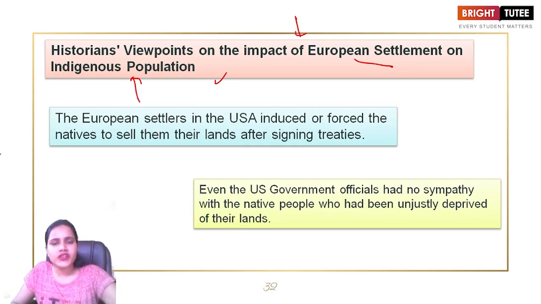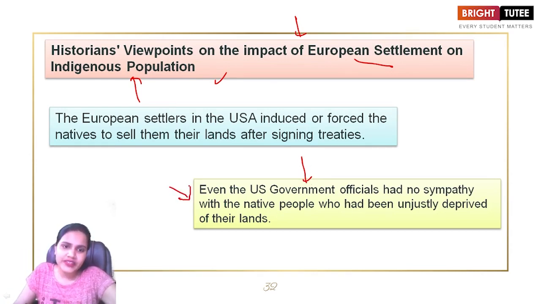We see that historians definitely pointed out one thing: that the European settlers or the immigrants that we are talking about in the United States of America or North America forced the natives to sell their lands after signing treaties. So there were so many treaties being signed and the lands were taken from the native people. Even the US government officials had no sympathy with the native people who had been unjustly deprived of their lands.